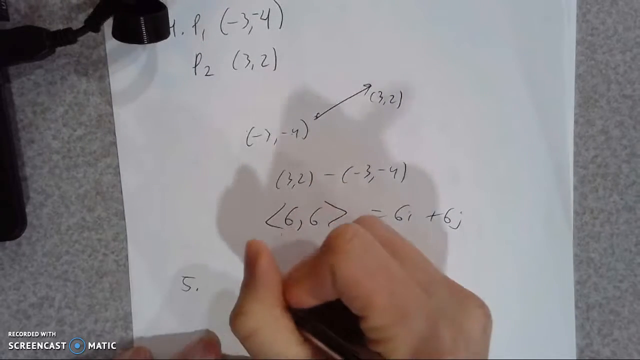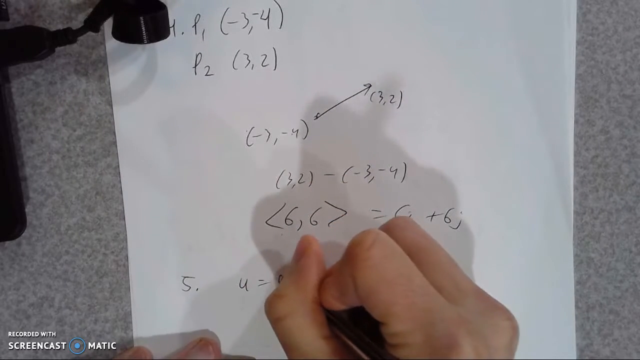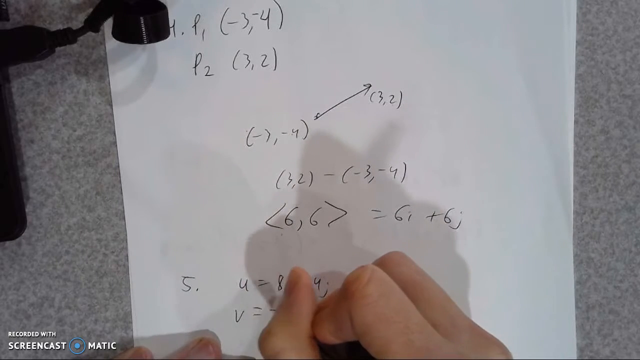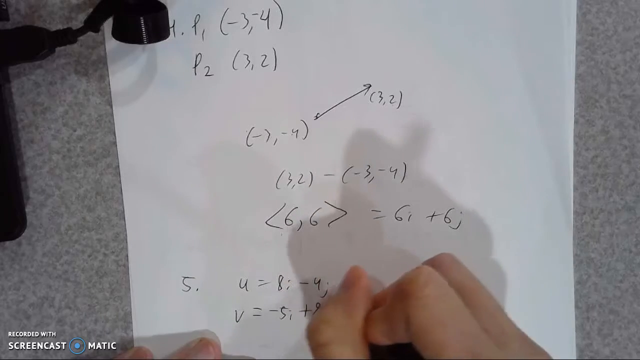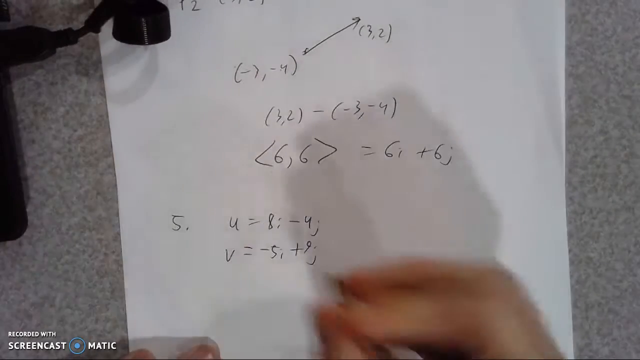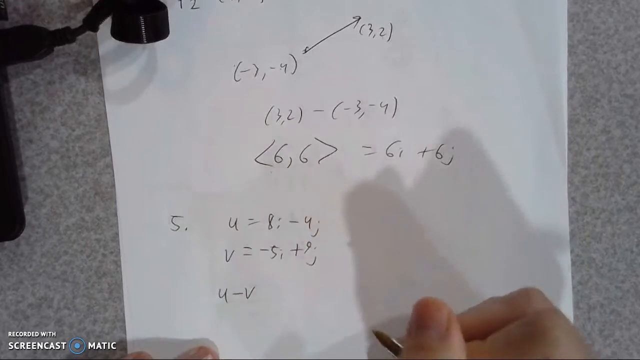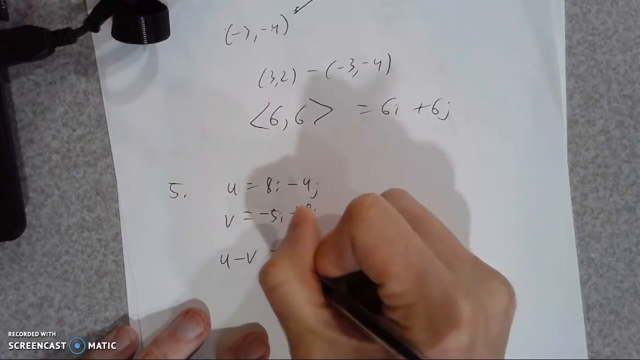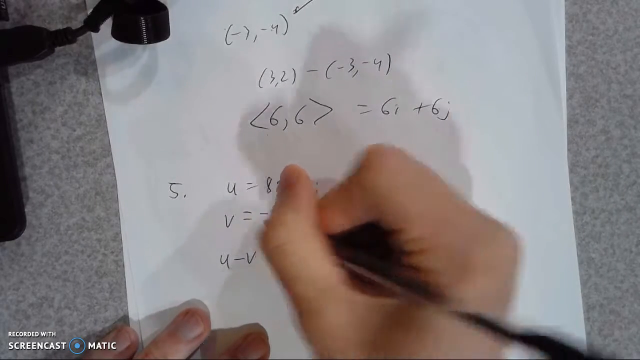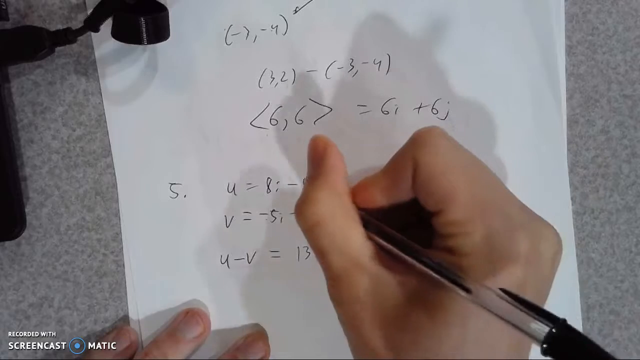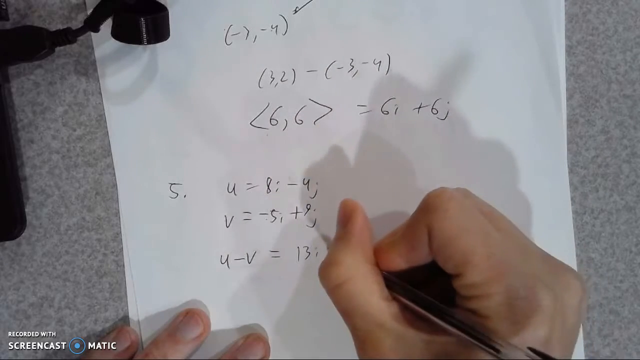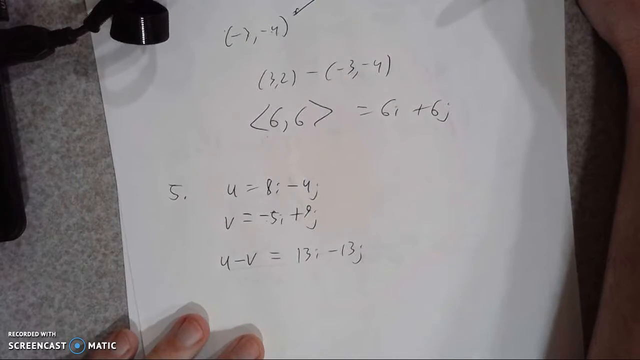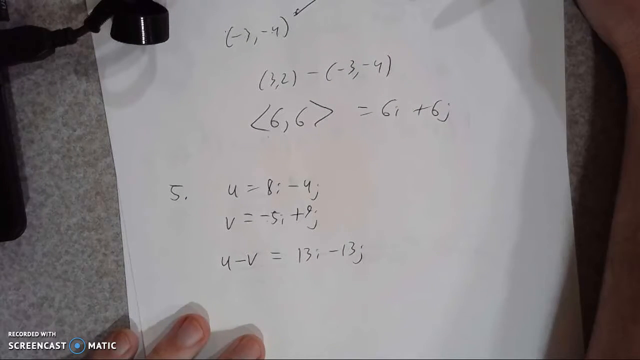Now question 5 is asking us to do some operations with these. It gives us 2 vectors. We'll look at maybe the geometry of this a little more in a minute, but for right now, if it just wants a sum or a difference of these, you just do them component-wise. So if I want u minus v, I just do 8i minus 5i, that's 13i. -4j minus 9j is -13j. That's my vector, or sorry, that's my vector u minus v.